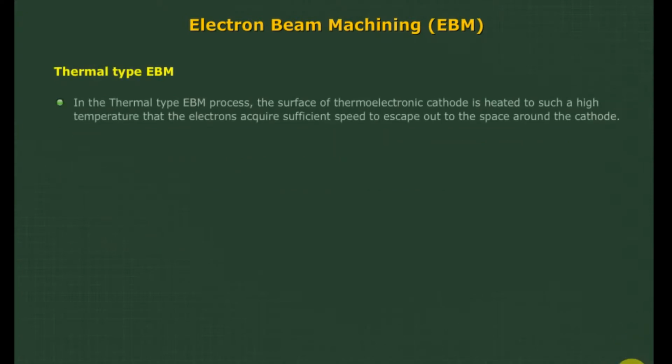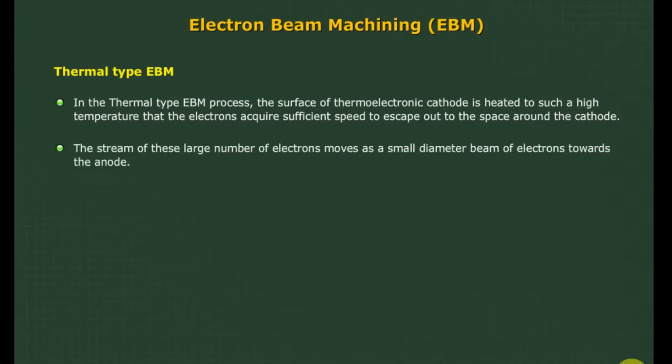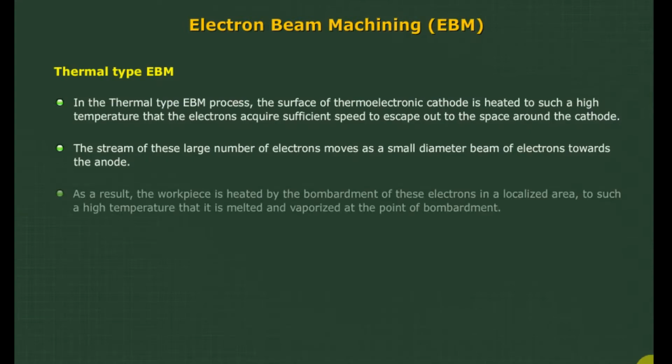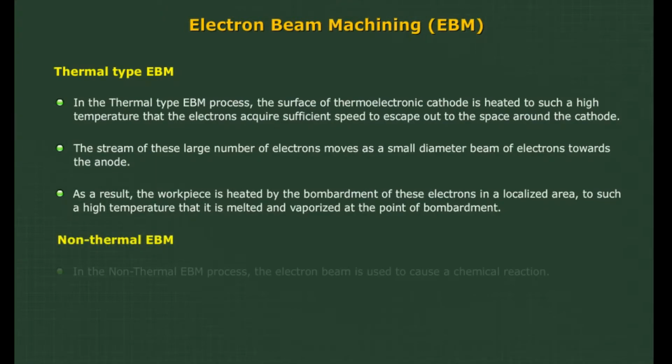Thermal type EBM. In the thermal type EBM process, the surface of the thermoelectronic cathode is heated to such a high temperature that the electrons acquire sufficient speed to escape out to the space around the cathode. The stream of these large number of electrons moves as a small diameter beam of electrons towards the anode. As a result, the workpiece is heated by the bombardment of these electrons in a localized area to such a high temperature that it is melted and vaporized at the point of bombardment. Non-thermal EBM. In the non-thermal EBM process, the electron beam is used to cause a chemical reaction.